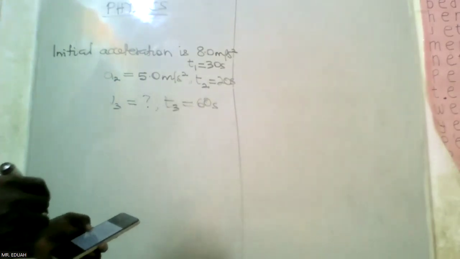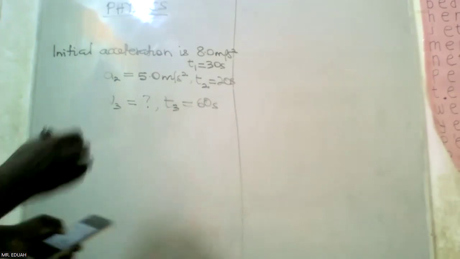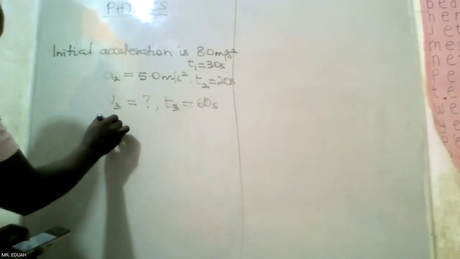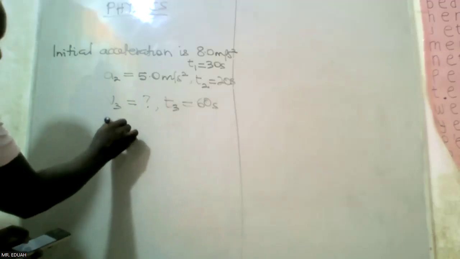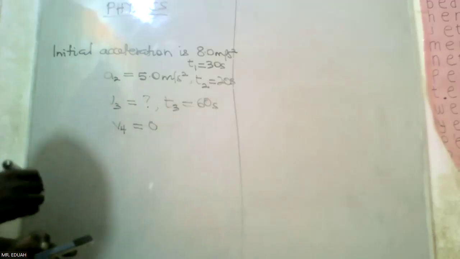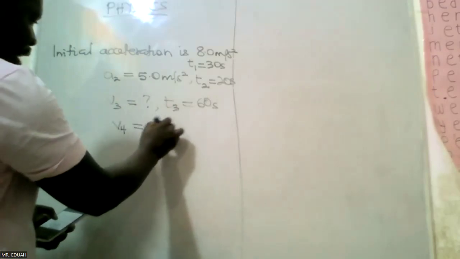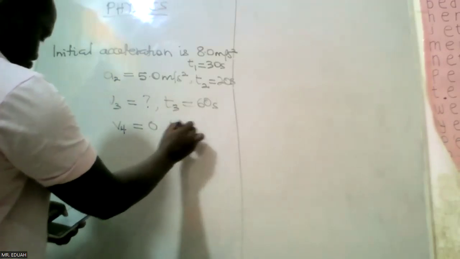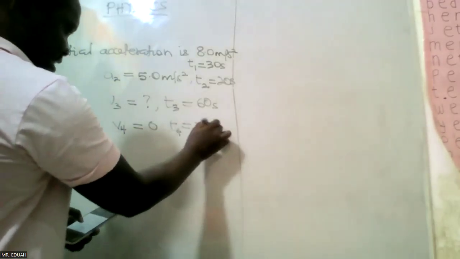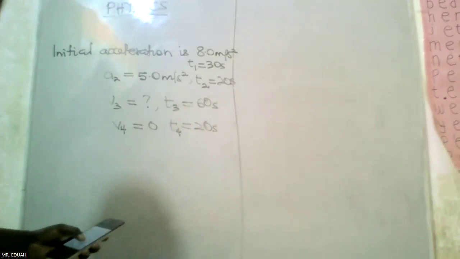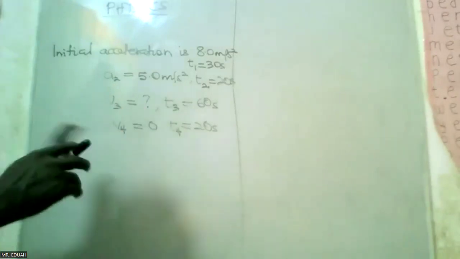After which it is brought to rest in 20 seconds. So the fourth part of the motion was that the body was brought to rest, meaning the final velocity here is 0, for a time period T4 of 20 seconds. We have to draw the velocity time graph of the motion using the information given, and then solve the questions that follow. So this is it.